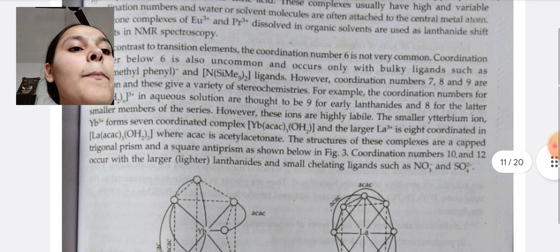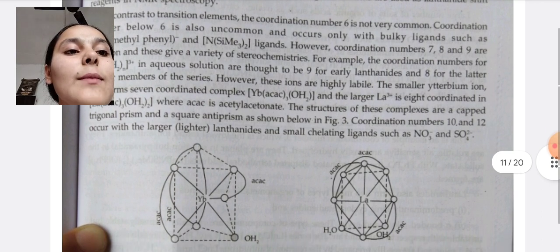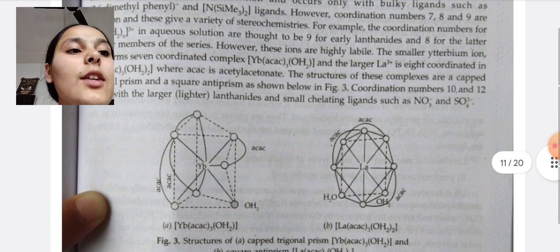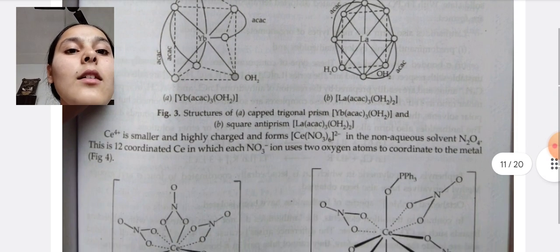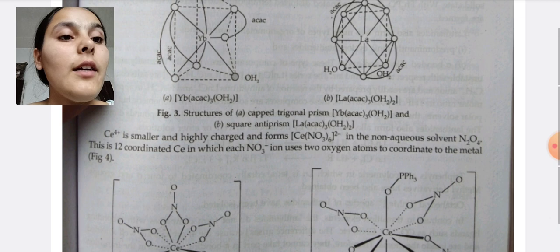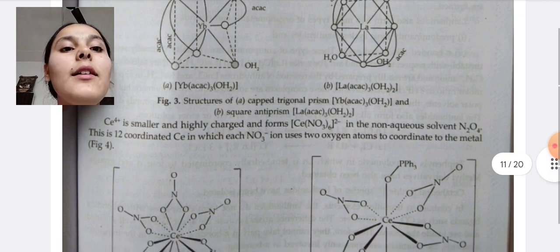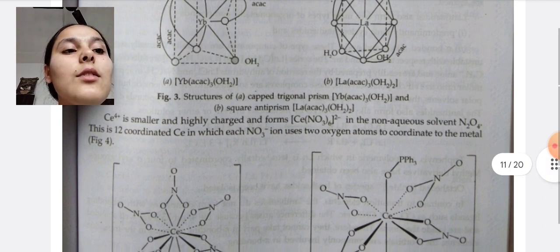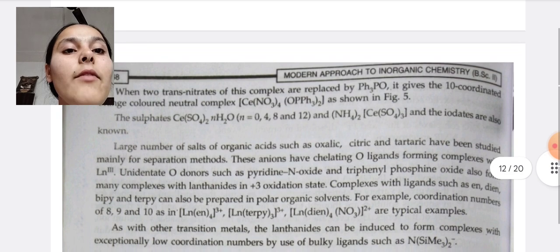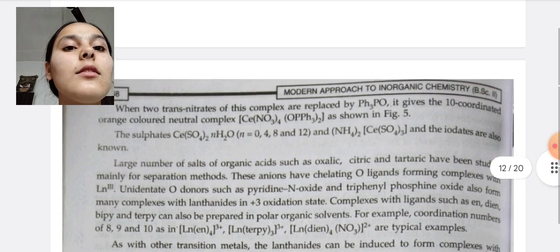Coordination numbers 10 and 12 occur with the larger lanthanides and small chelating ligands such as NO3- and SO4 2-. Ce4+ is smaller and highly charged and forms Ce(NO3)6 2- in the non-aqueous solvent N2O4. This is a 12-coordinated Ce in which each NO3- uses two oxygen atoms to coordinate to the metal. When two trans nitrates of this complex are replaced by Ph3PO, it gives a 10-coordinated orange colored neutral complex.